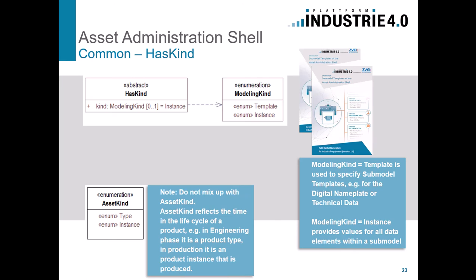Modeling kind is a little bit different. Here we talk about templates and instances. So templates are something to express how a submodel should look like. And there are, up to now, 2 standardized submodel templates available for the digital nameplate and technical data. But for asset administration shell, the default is always that it's an instance. An instance is a submodel where you get all the values and that is giving you the information about the asset you are looking for.